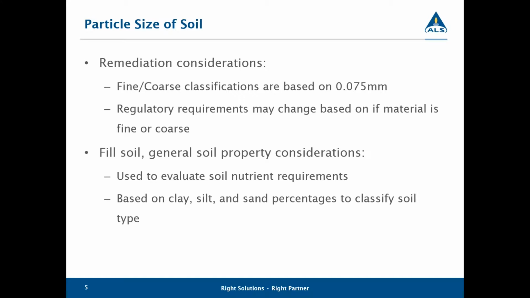So when we're talking about remediation considerations, in Canada we have the CCME guidelines, which are based off of 0.075 mm. If you have particles that are mostly greater than that, so greater than 50%, then it's coarse material, while if it's mostly less than that, it will be a fine material that can change how you look at the soil and how you look at contamination risk. And the regulatory requirements will change based off of this fine/coarse classification. Particle size can also be used for fill soil evaluation or general soil property consideration.